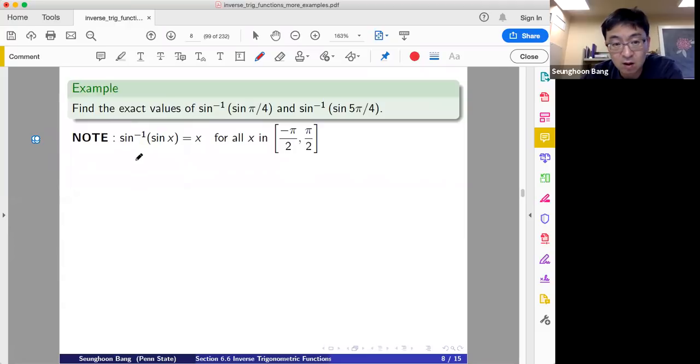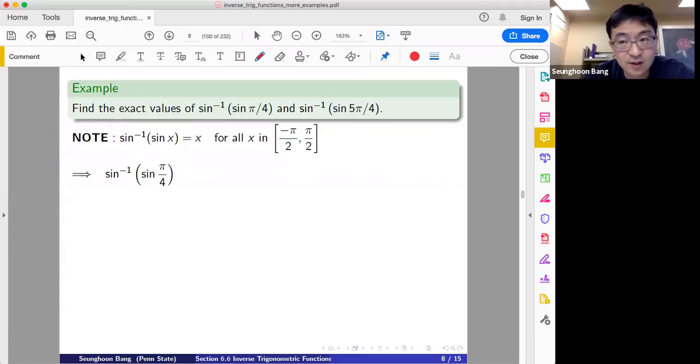Here, let me see. Was it the next problem? This one. What's your answer? Inverse sine of sine pi over 4. What is your answer? Pi over 4, right? Okay, thank you. Pi over 4? The answer is pi over 4.